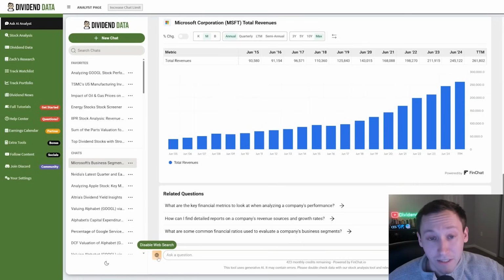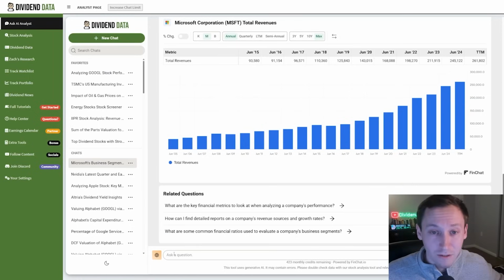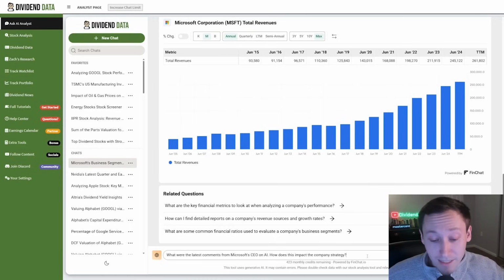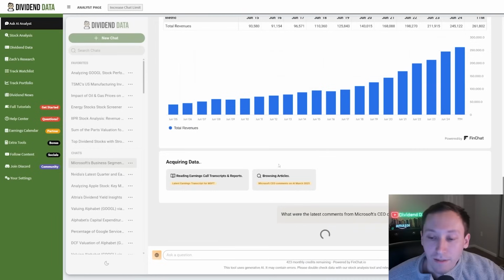And by the way, right here, you can see that it also has web search enabled. So you can analyze breaking news that doesn't even appear in the financial documents as well. So just as an example, I could say something like, what were the latest comments from Microsoft CEO on AI? How does this impact the company's strategy? And you can see that it's actually browsing articles as well as going through the company's earnings transcripts.